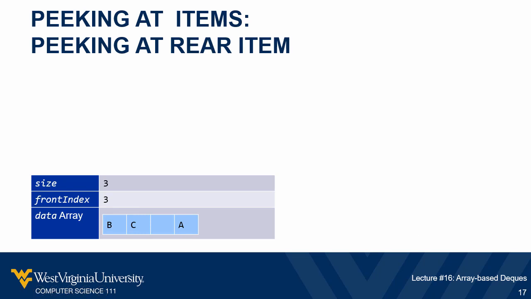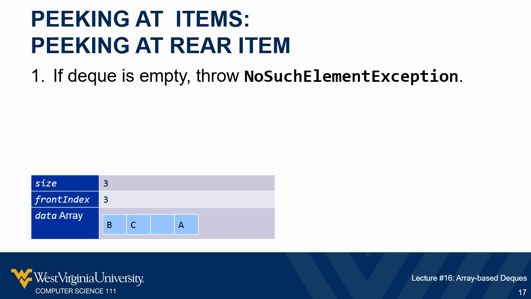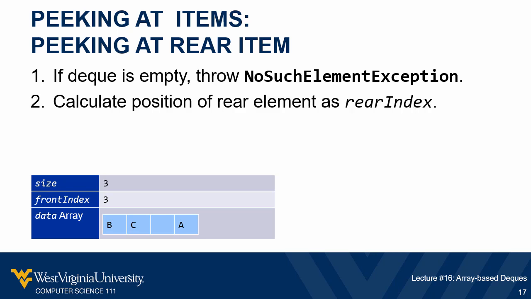The process for peeking at the rear of the deck is going to be fairly similar. We're going to start off by making sure that there are items in our deck, and if not, we'll throw that no such element exception. The one difference is that here I don't immediately know what the rear index is for my deck. We're not keeping track of that. But I can go and figure out what the rear index is since I know what the front index is and the size of my deck.